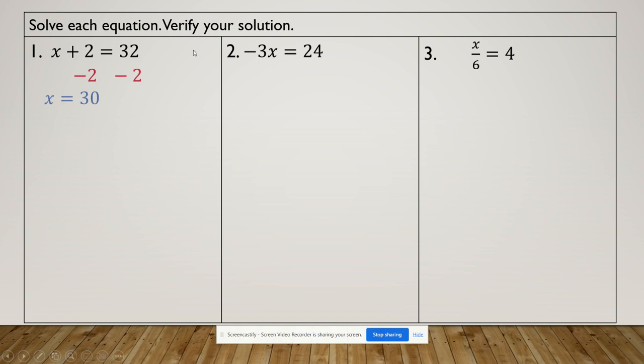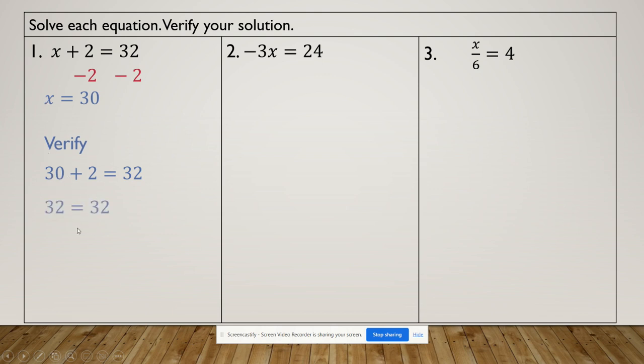So for number 2, okay, let's verify it first. Sorry about that. If we verify the solution, all that means is we're going to put 30 in for x here. See how it says x equals 30? That's like when we're substituting, we can put 30 in anywhere we see an x. So we're going to replace this x here with a 30.